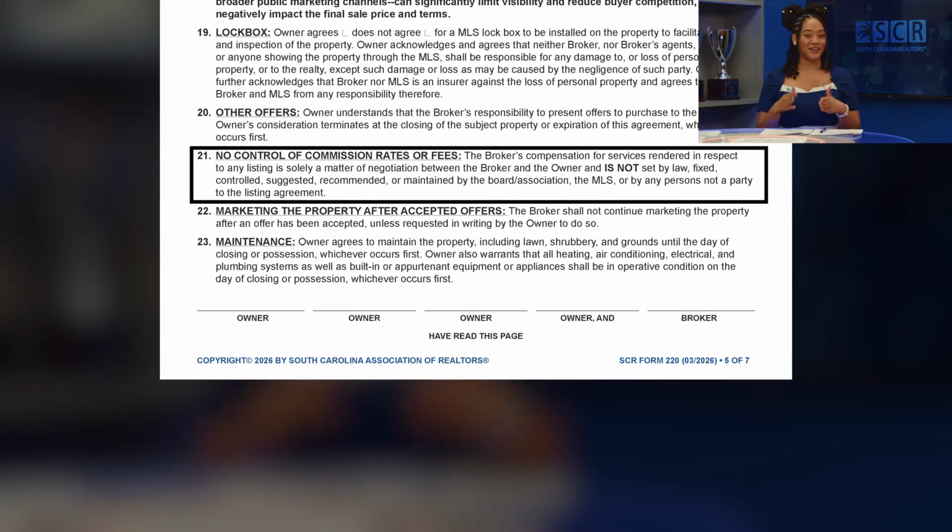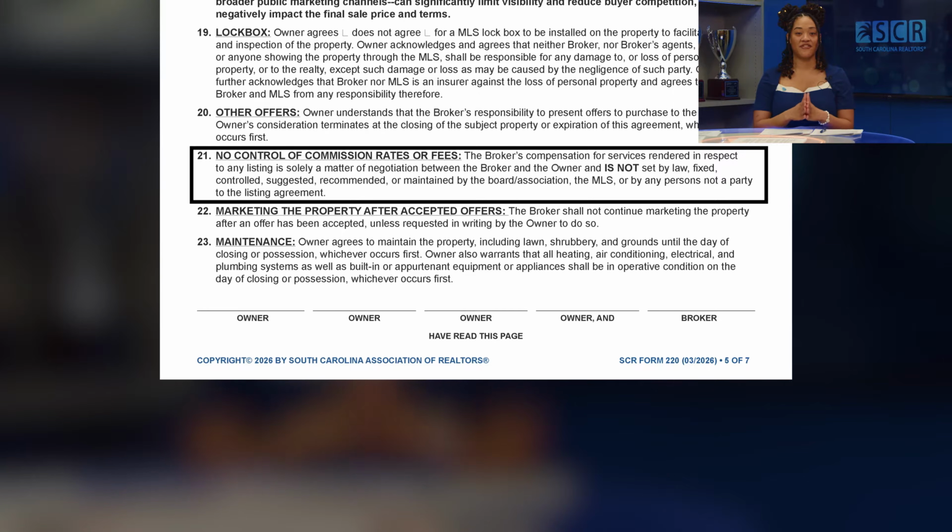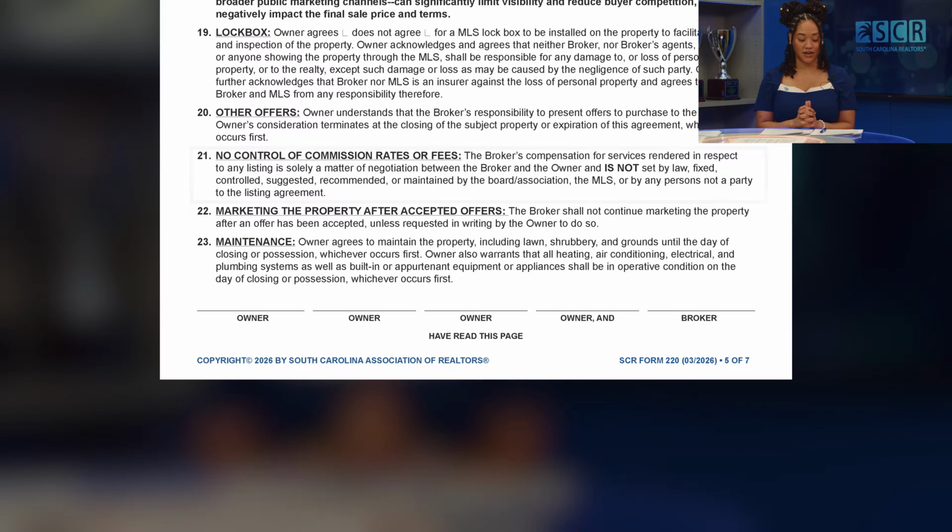Section 21, you're going to hear this a lot. Commission and fees are not set by law. We have that in several places throughout our contracts and our training because we really want to stress the importance of contracts being fully negotiable and not set by any laws.